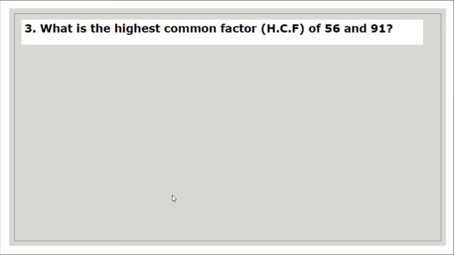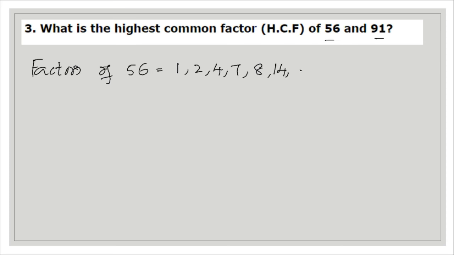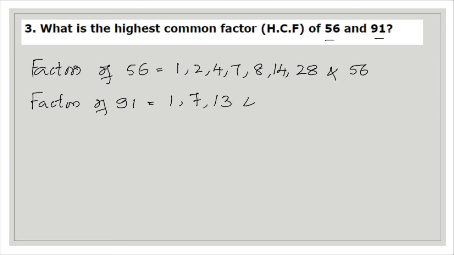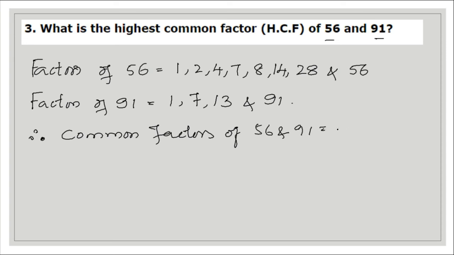Let us solve one more question for better understanding in the same method. Let me find out the highest common factor of 56 and 91. For that, factors of 56 are 1, 2, 4, 7, 8, 14, 28 and 56. Let me mention the factors of 91. It is divisible by 1, 7, 13 and 91. Therefore, common factors are 1 and 7. Therefore, the highest common factor of 56 and 91 will be 7.